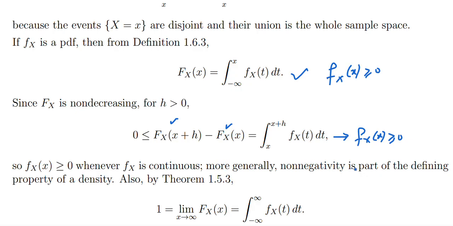More generally, non-negativity is part of the defining property of a density function. I don't get it, bro. I don't get it. Non-negativity comes from the definition. Why? Why does non-negativity come from the definition?